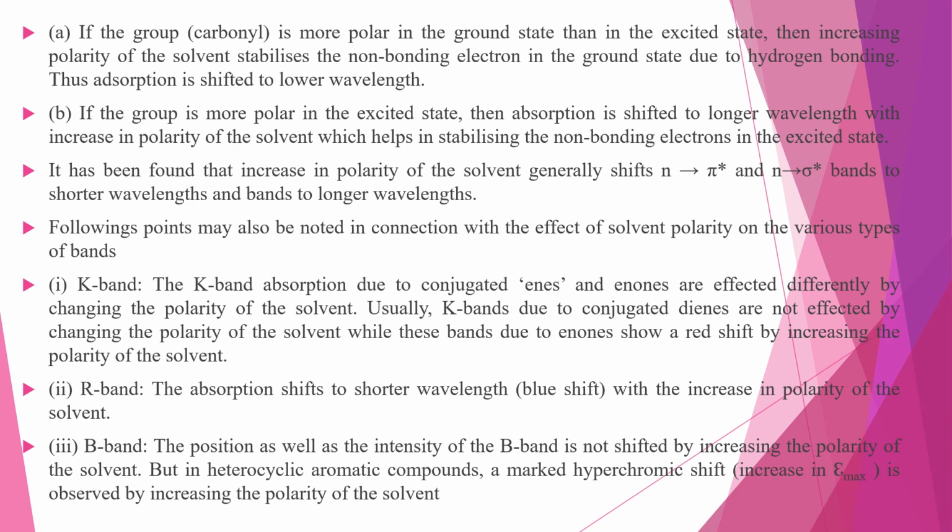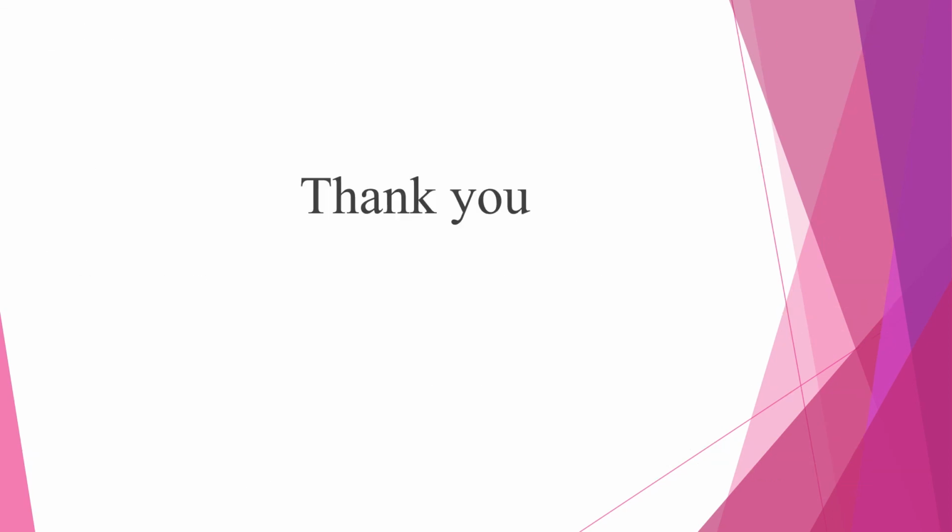Then the third one is the B band. The position as well as the intensity of the B band is not shifted by increasing the polarity of the solvent, but in heterocyclic aromatic compounds, a marked hyperchromic shift, an increase in epsilon max, is observed by increasing the polarity of the solvent. Thank you.